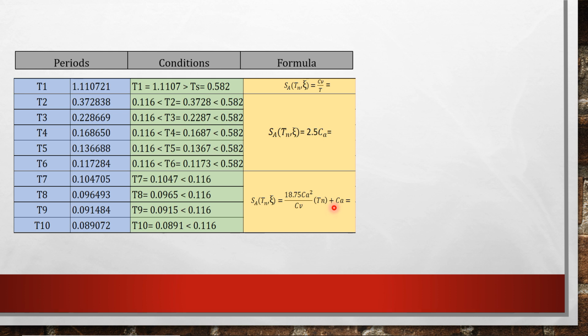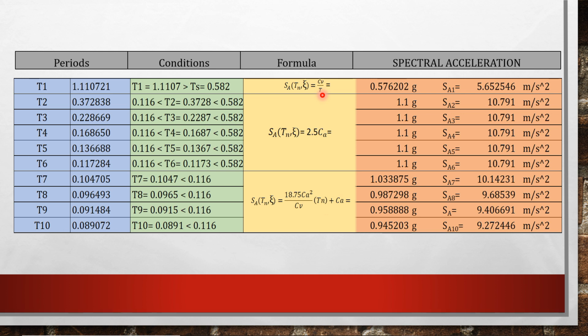SA is equals to CV over T. So, CV natin is 0.64 yun kanina, no? Ayan, 0.64 over T. Ang T natin, 1.110721. So, ang result niya, 0.56202 G. Bakit may G? Gravity ito, no? Since acceleration, meter per second squared. So, i-multiply natin yung gravity dito sa value.